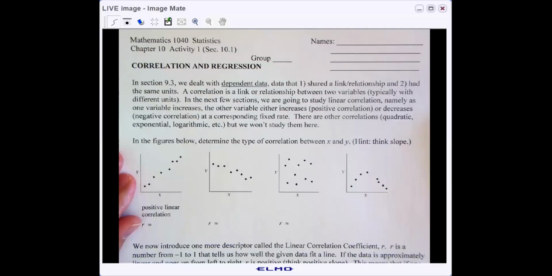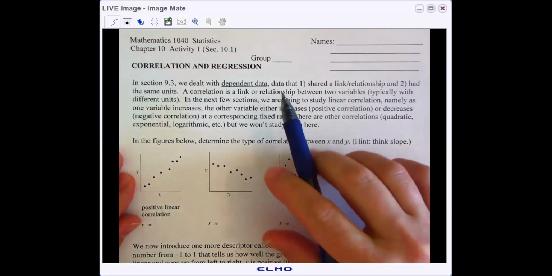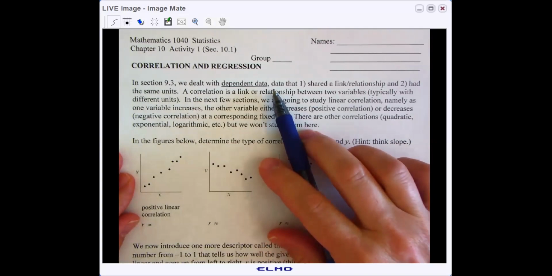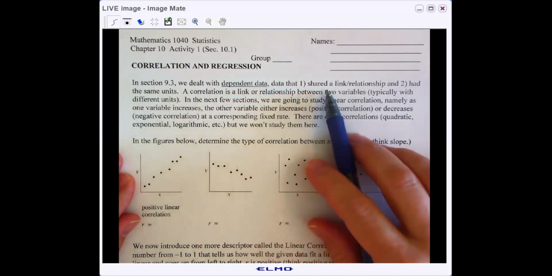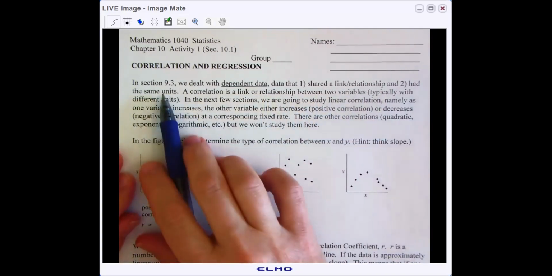Welcome to chapter 10 of statistics here. And today we're going to deal with another situation. In 9.3, we dealt with dependent matched pair data. They shared a link or relationship and they had the same units.